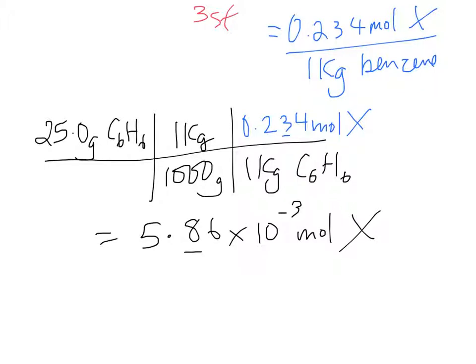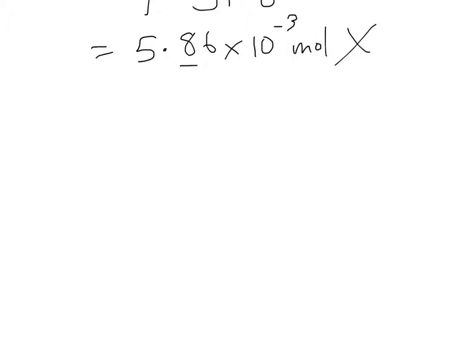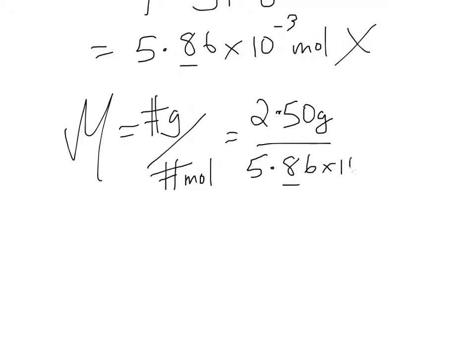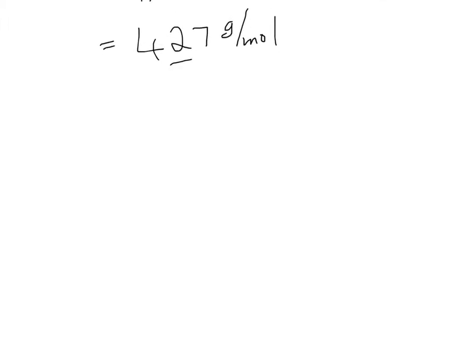One of the things the problem wanted us to do is to find the molar mass. We know the molar mass, which we can write with a curly M, is the number of grams in a mole, or more generally, the number of grams divided by the number of moles in our sample. If we look back at our problem, we had 2.5 grams of our unknown, and we've just calculated that was equivalent to 5.86 millimoles, or 10 to the minus 3 of a mole. So we can go ahead and calculate the molar mass: 427 grams per mole. Okay, that's pretty cool. So we figured out our molar mass.